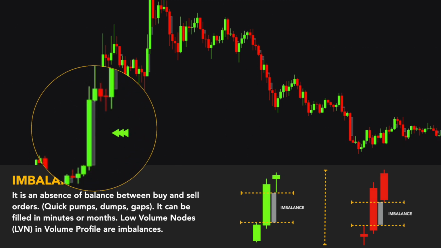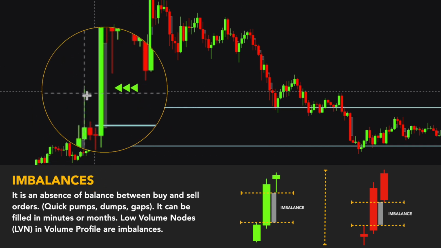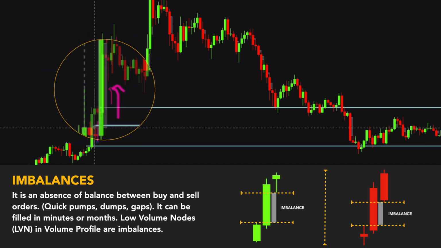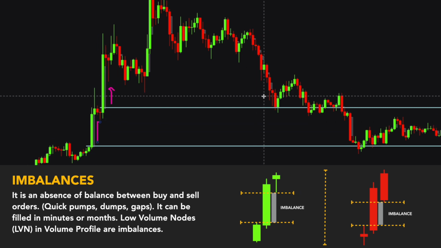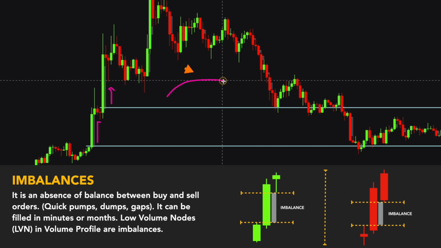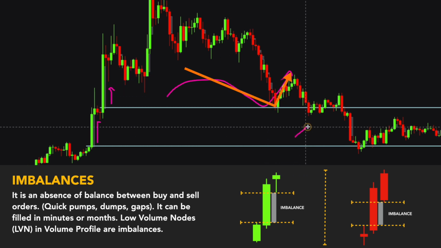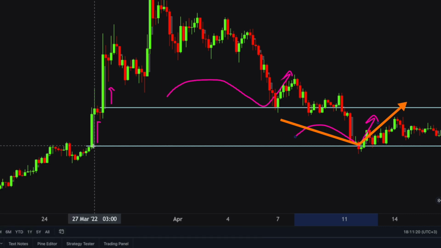What is imbalance? It's simply quick dumps or pumps that create imbalance and gaps in the market. It is an absence of balance between buy and sell orders. So it's unnatural. Very high percentage of imbalances are corrected. It could take an hour, a day, a week, or even months, but most of the time it is corrected. So there will be a healthy price action.